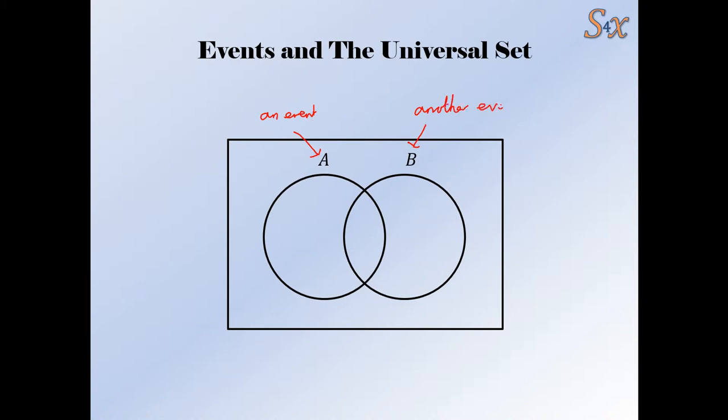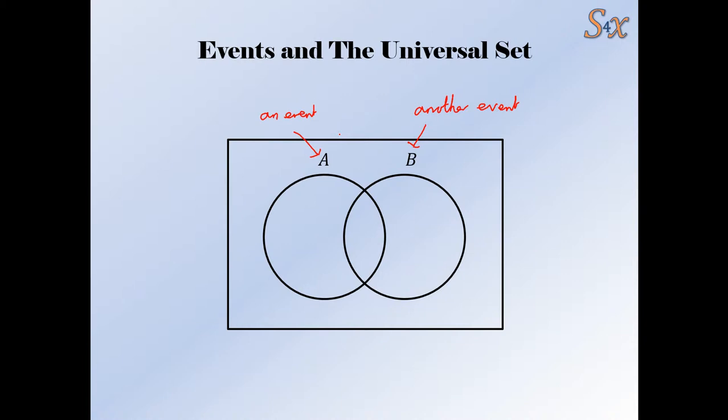And on Venn diagrams, we show events as circles. And in those circles, we put either the probability of being in that circle or the number of people that fall into that category. Here we've got an overlap between events A and B, and those are the people who do event A and event B. So they do both those things at once.